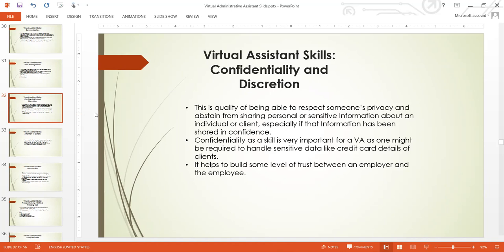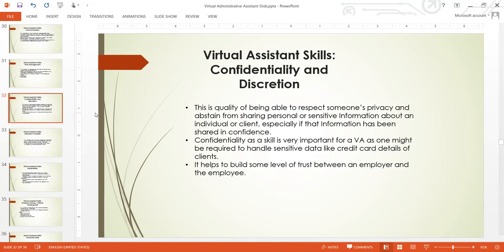So, in this regard, you must be able to respect privacies. You don't talk about people's privacy. What you see at work remain at work. You don't go home, start discussing your boss, personal information, which you're disclosing with your wife or your husband or your girlfriend or your boyfriend. You don't do that.